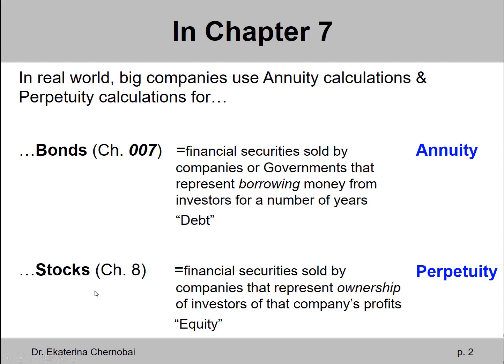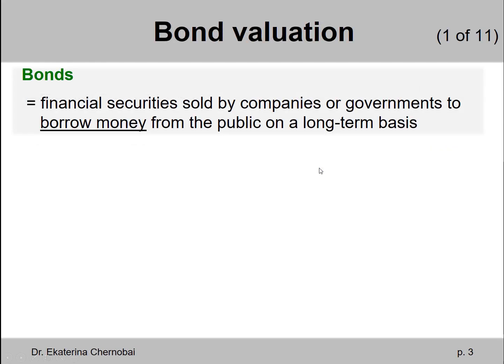And then in chapter 8 that will follow, we will look at a real-life example of a perpetuity where our perpetuity calculations can be used. And that's the topic of stocks or stock shares. Bonds are financial securities sold by companies or governments to borrow money from the public on a long-term basis.